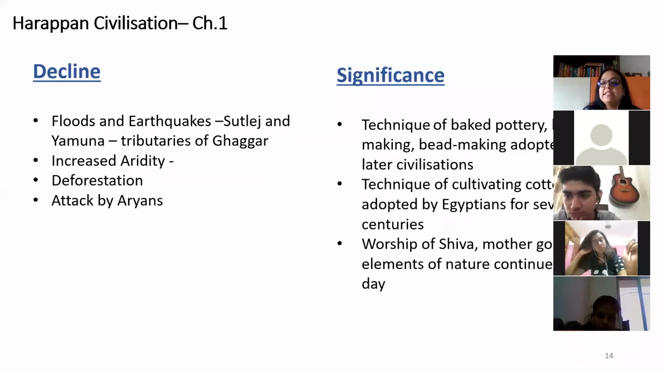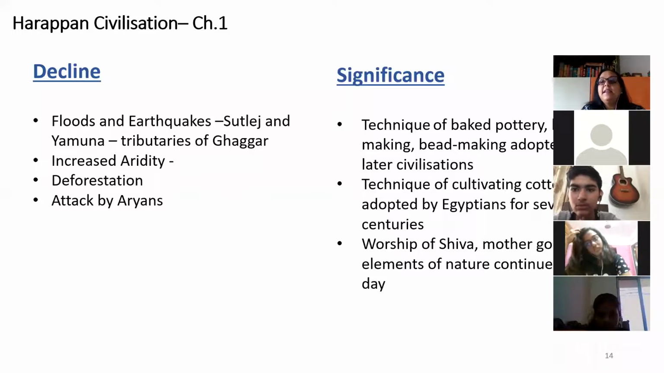So one reason is floods, accompanied with earthquakes. Earthquakes were the reason why the flooding became more and uncontrollable, because they altered the river beds so that all the water starts flowing into the city and not in the course of the river.